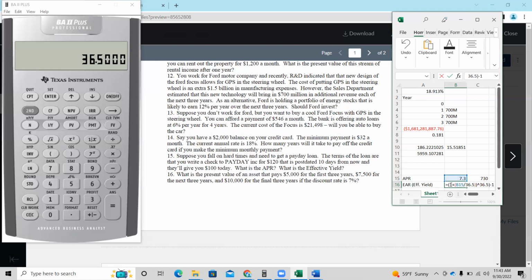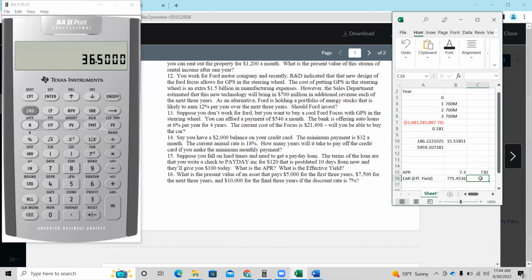Need another parenthesis up here. And that gives me 775.45. Again, is that in decimals or percent? Again, I've got to take this thing and multiply it by 100 to get it in percentage terms. And this is insane. So this particular loan has an EAR or effective yield of 77,545% once you account for compounding.